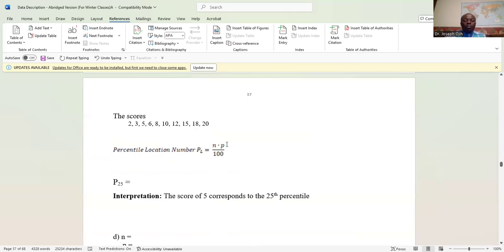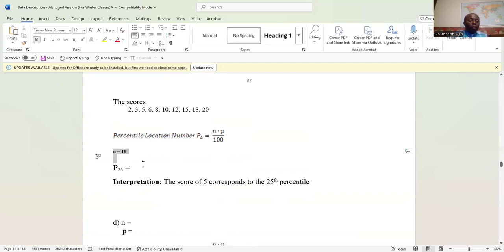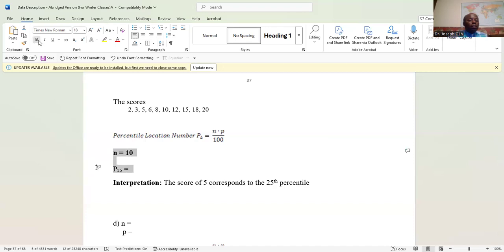This is where we apply this formula. Percentile of interest is n times p over 100. In this case, we're looking for the 25th percentile, so we're going to be using P25. And n, there are 10 of them. So here n equals 10. P is 25, because it said to find the 25th percentile, so that P is 25.